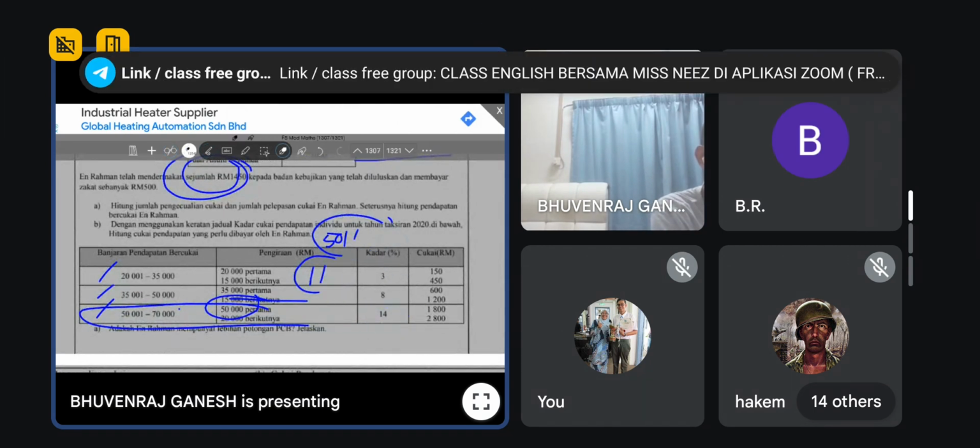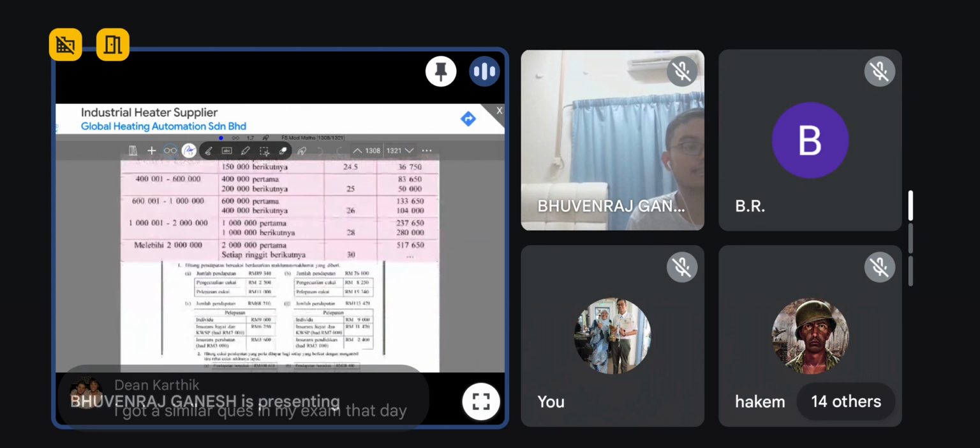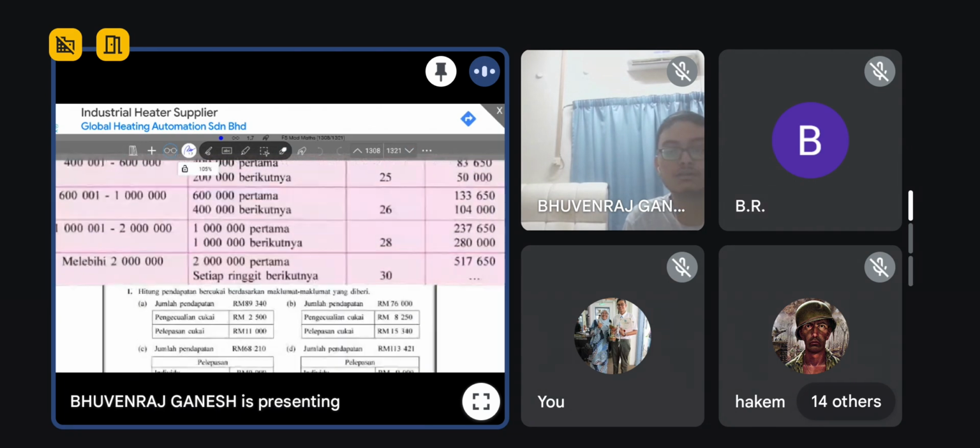Okay, so now we go on to a few more questions. Then we will see what we learned today. Okay guys, so this one is actually the tax table. We will refer this quite often.